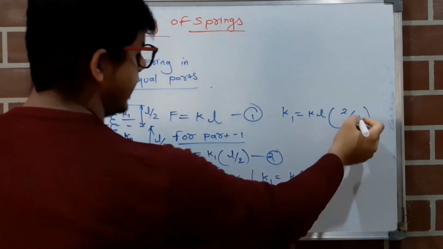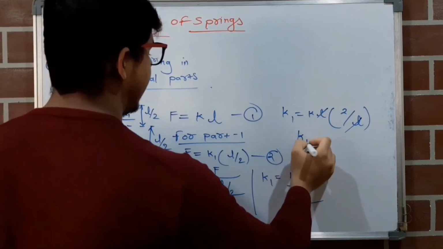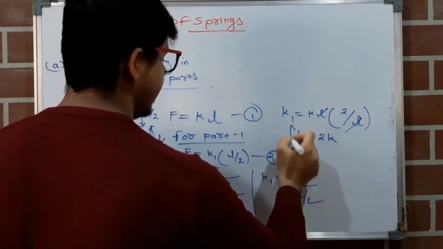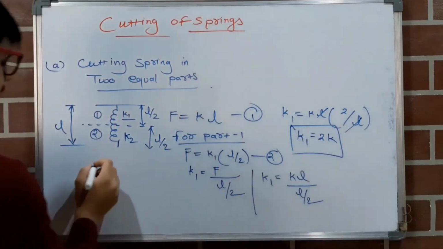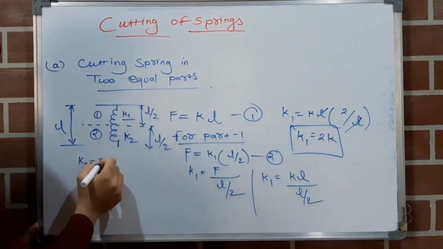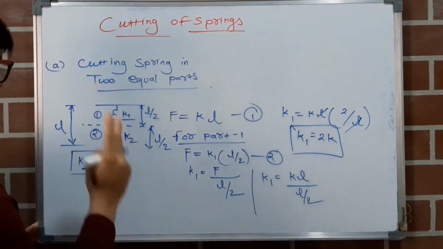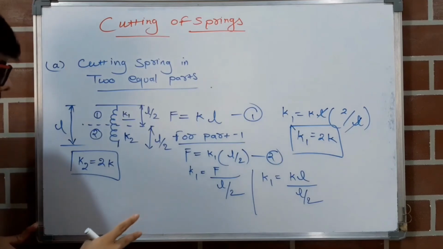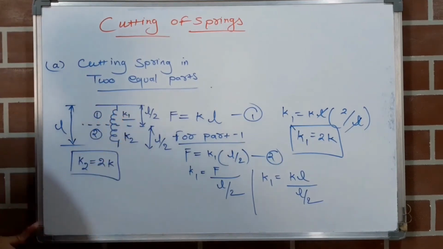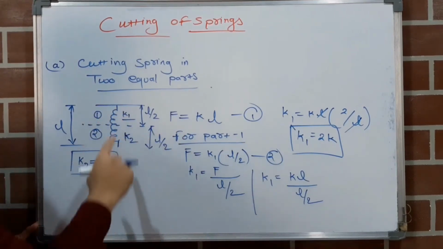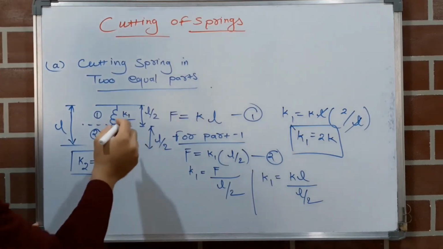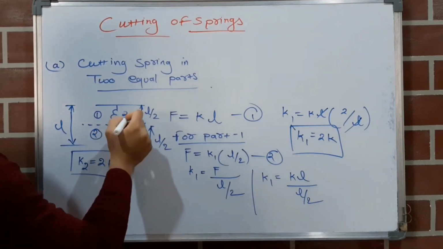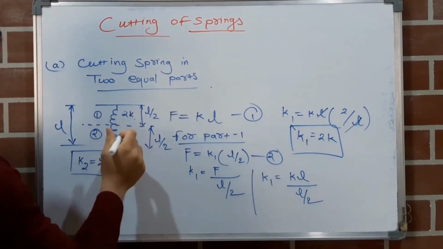Okay, so this L and this L get cancelled, so we will get K1 equals 2K. Similarly K2 will be the same, so K2 equals 2K. That means when we cut the spring into two equal parts, the stiffness of each of the parts will become double of this uncut spring. That is, here will be 2K and here also 2K.